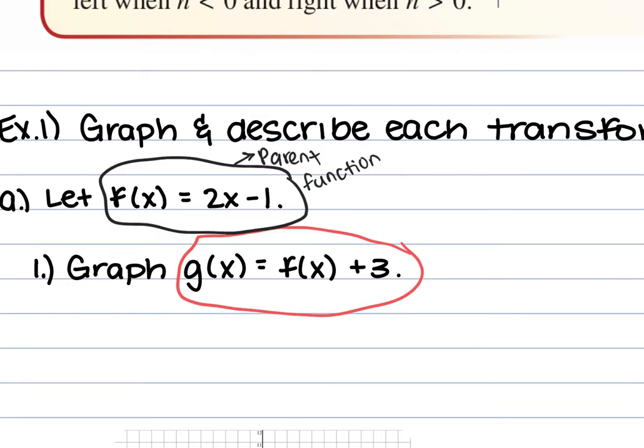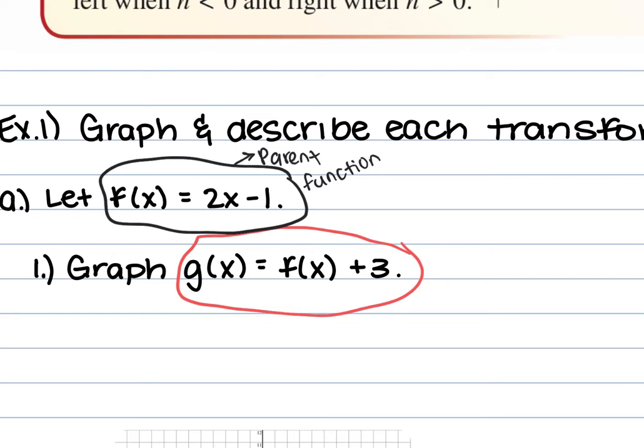Does anyone know how to graph this parent function? F of x equals 2x minus 1. Dana, how would you do it? Well, first, don't you add the f of x to the equation, so it'd be g of x equals parentheses 2x minus 1 plus 3? I love that. You said that. But let's graph the parent function first. That's an awesome connection.